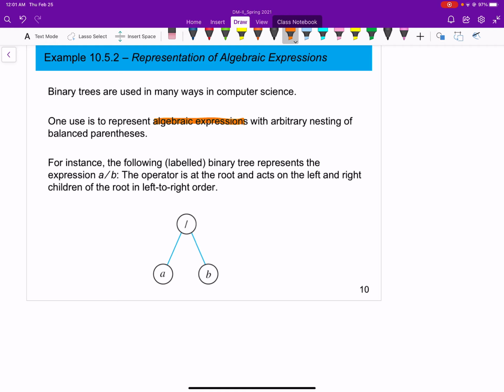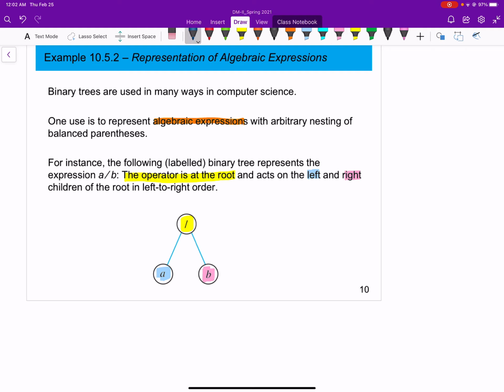For instance, the following binary tree represents the expression a divided by b. The operator is at the root, which is right here, and acts on the left and right children. So this is the left child and that is the right child. So that is an algebraic expression given as a tree.